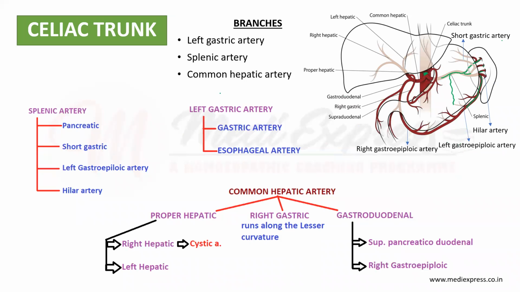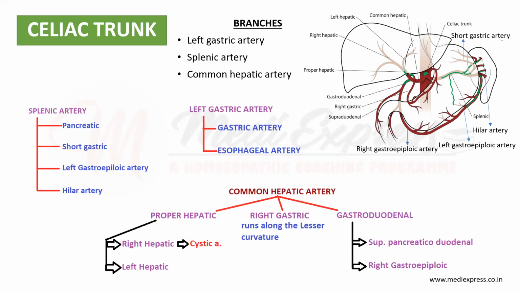Okay, next one is about the common hepatic artery. Talking about the common hepatic artery, remember it is divided into the proper hepatic artery, you can see the proper hepatic artery. Then one more branch comes here, that is the right gastric artery. And then one more branch we have over here, that is the gastroduodenal artery.